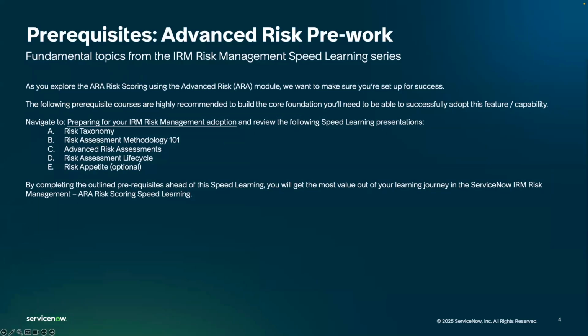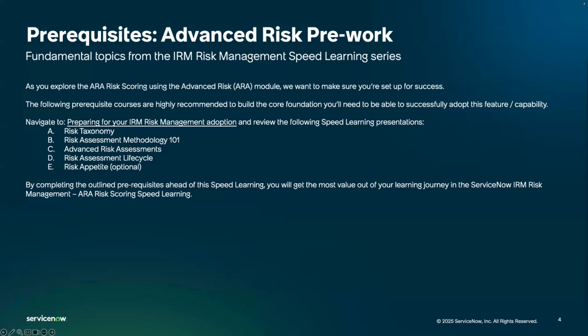All right, before we go further, let's talk about prerequisites. This session assumes foundational knowledge of ServiceNow IRM. We have identified 5 courses from the Speed Learning series to prepare you. First, risk taxonomy. This covers how risks are categorized and structured, the building blocks of any risk program. You will need to understand risk statements, risk hierarchy, and risk and controls, and how they all relate to one another. Second, risk assessment methodology 101.